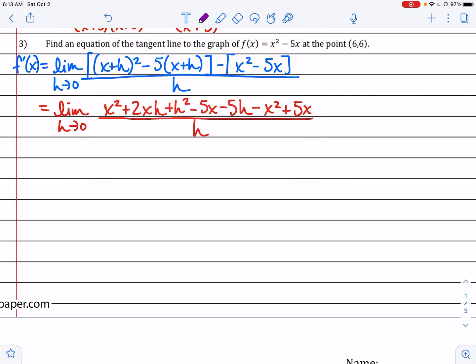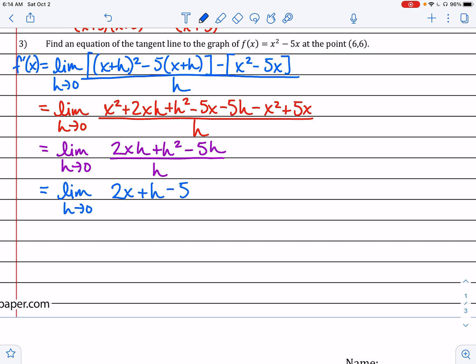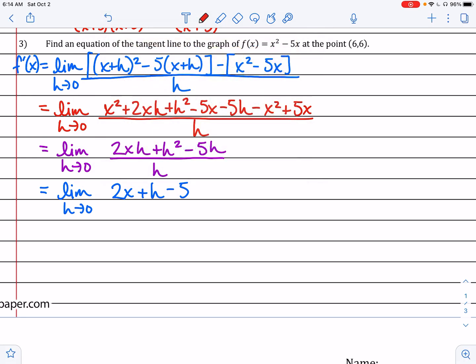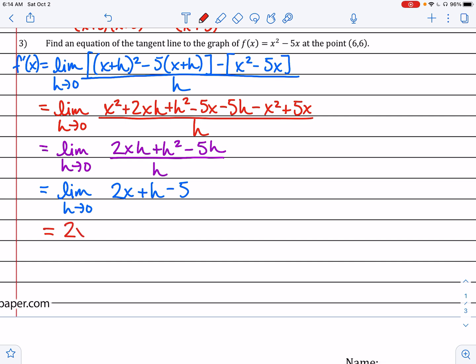So now I'm going to simplify the numerator, and I get the limit as h approaches 0 of x squared minus x squared, and then I have 2xh plus h squared, the 5x's cancel, minus 5h. Now on another line, I get the limit as h approaches 0 of 2x plus h minus 5. Now I'm going to evaluate my limit. Let's say, what is the limit as h approaches 0? Well, it is 2x minus 5.